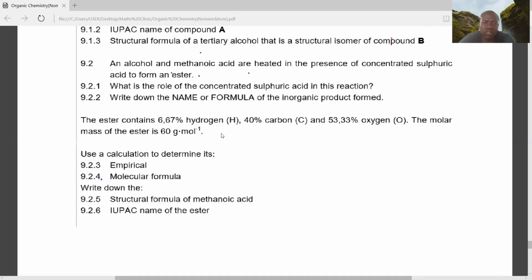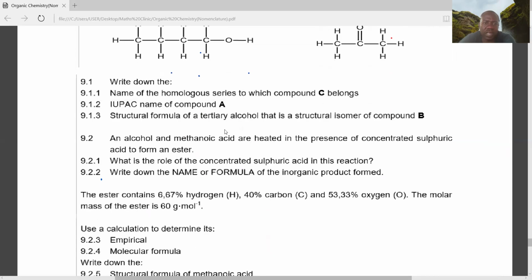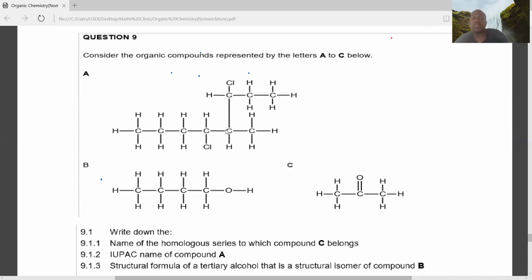Okay, I actually wanted to address question 9, this one. Let's go through this. The first one says, consider the organic compounds represented by letters A, B, and C. Let's first look at A. A has single bonds between carbon atoms, but there's chlorine here. It means this is a halo-alkane.